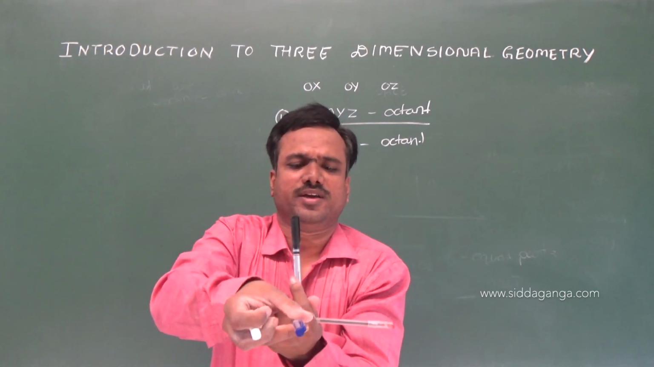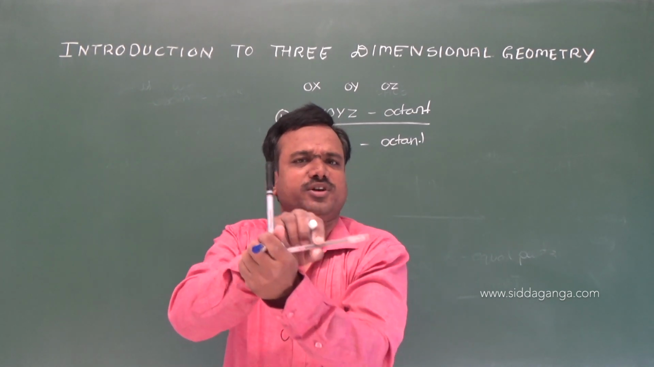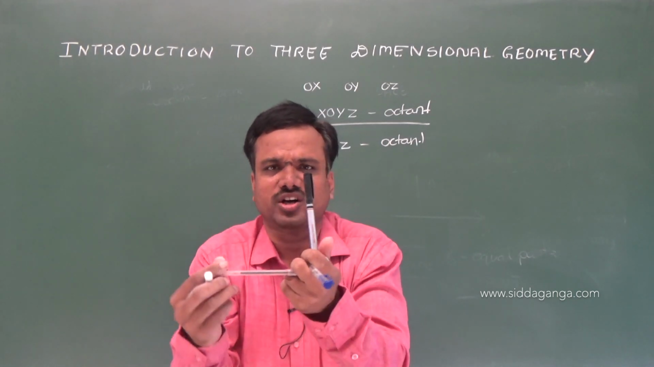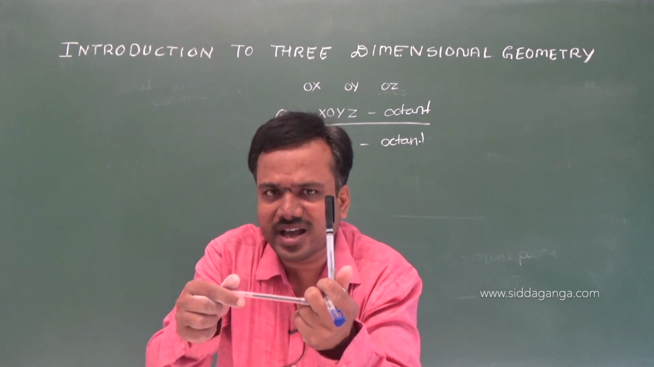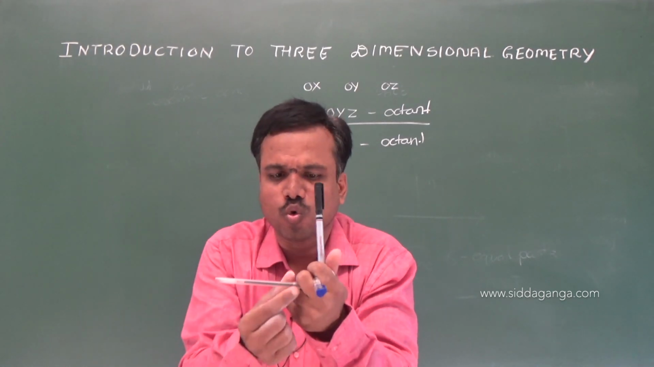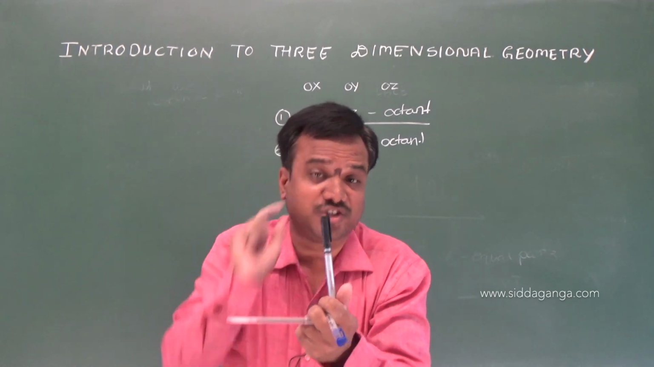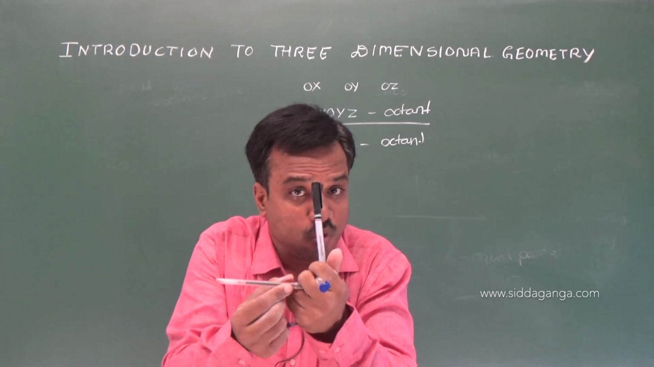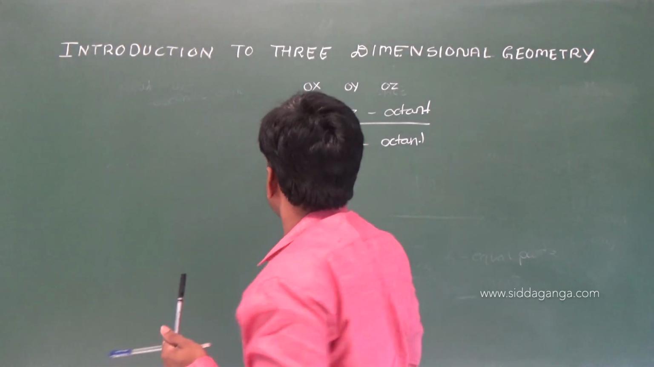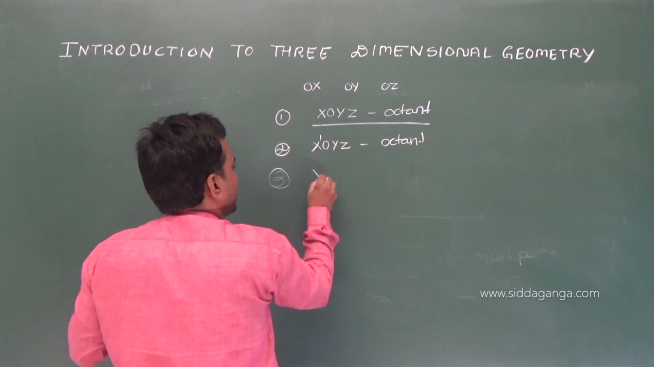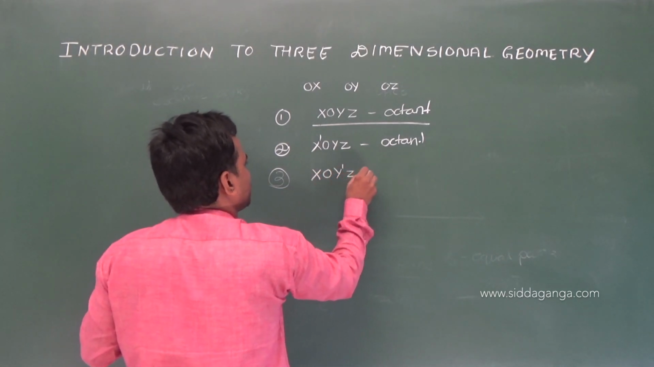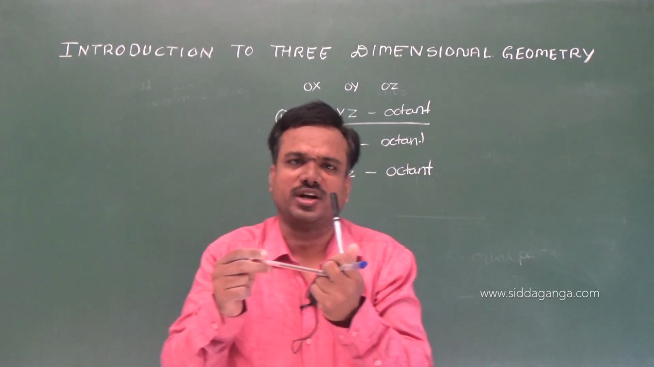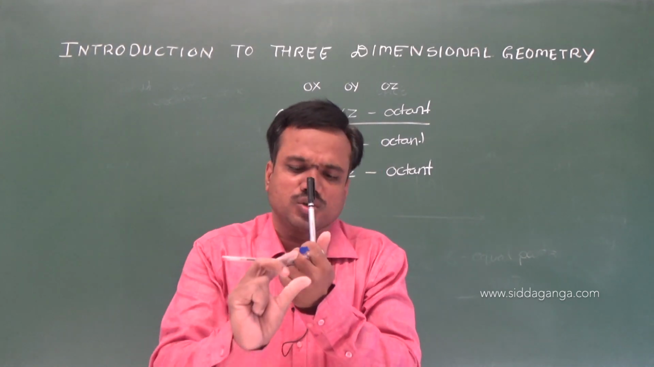Next, similarly, I shift the positive Y axis towards the negative Y axis. Clearly observe here, this octant contains OX, OY dash, OZ as the edges. So one more octant we got, the X, O, Y dash, Z octant. This is the third octant.